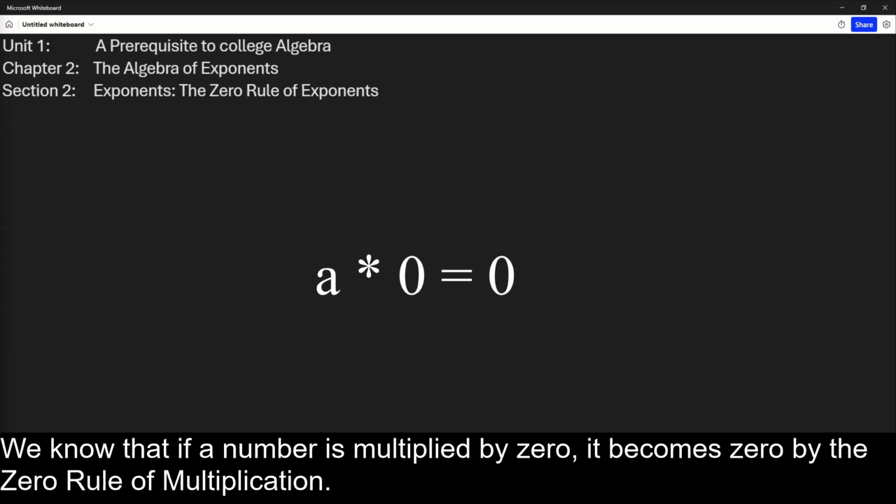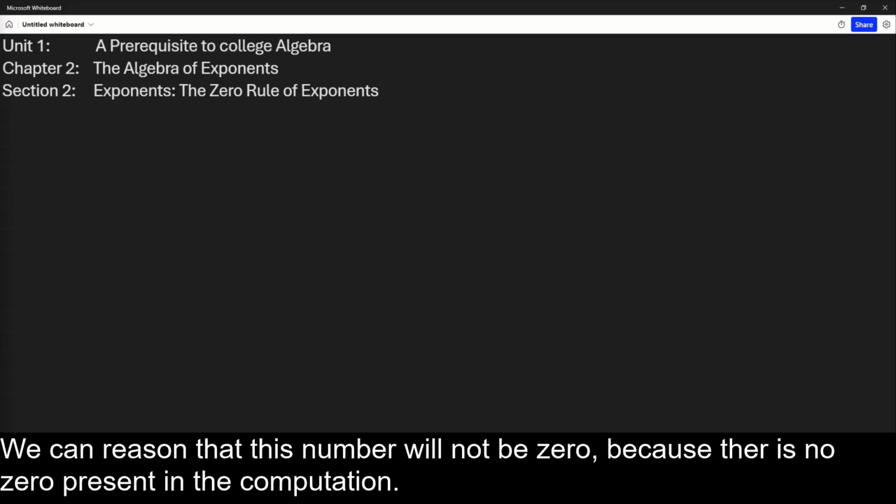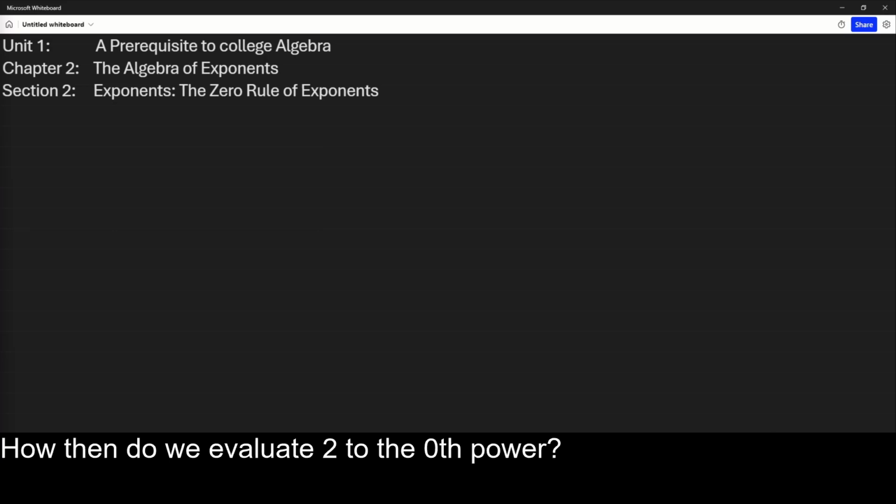We know that if a number is multiplied by zero, it becomes zero by the zero rule of multiplication. But in the case of exponents, what happens if you multiply a number by itself zero times? We can reason that this number will not be zero because there is no zero present in the computation. In other words, a zero only appears in the product if there is a factor of zero. How then do we evaluate 2 to the zeroth power?